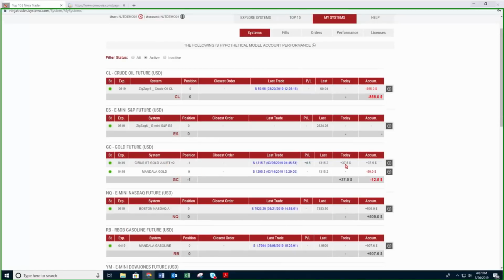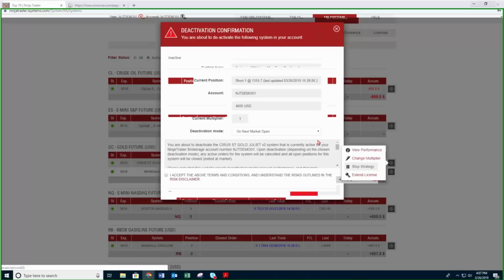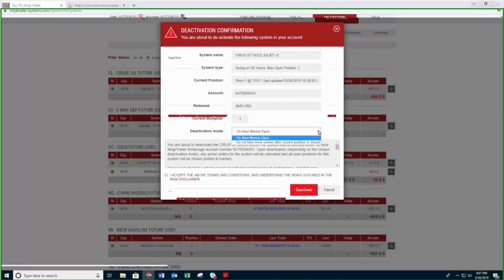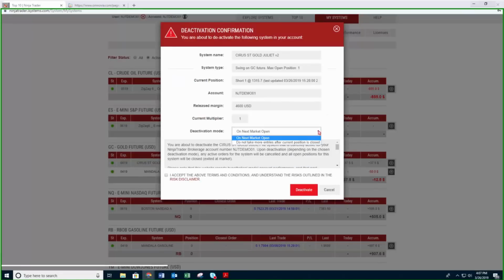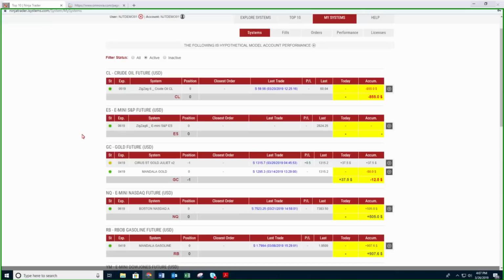So as an example, here's a gold system I'm currently short. You can come in and say, okay, you know what, I want to stop the strategy. So again, a next market order, or don't take any more entries after this trade is closed. It's going to give you options, because the market's not open right now. If the market was open, it would ask if you want to get out immediately. Well, I want to get out on the next market open. So now I've deactivated the system, and it's going to get flat on next market open.